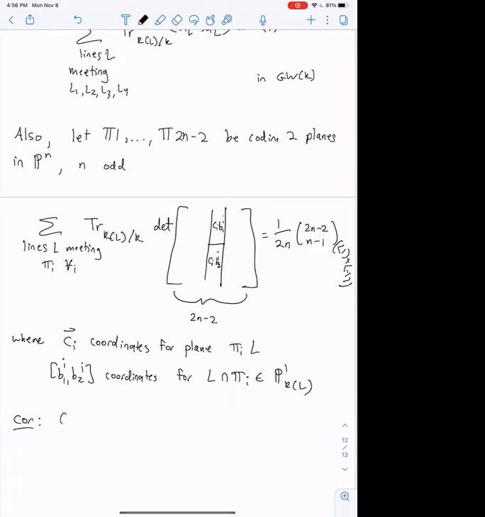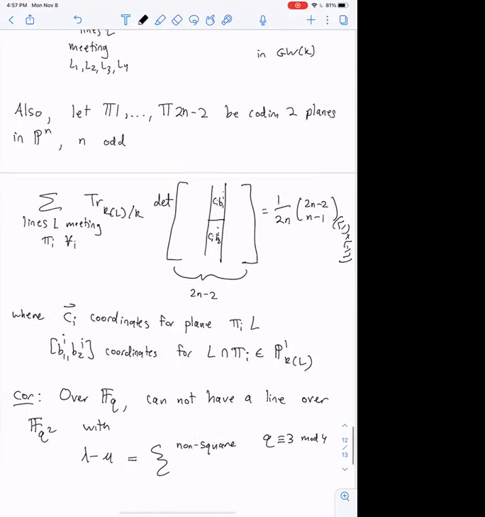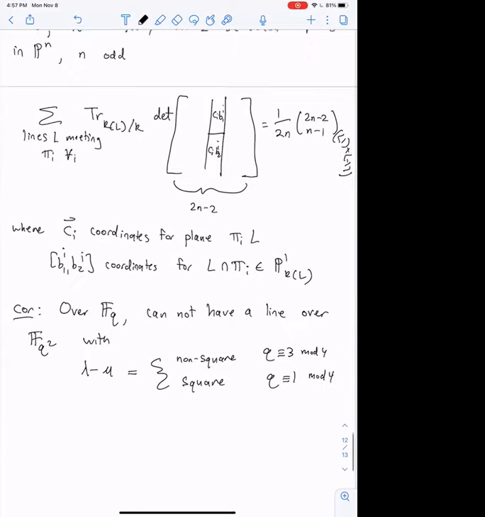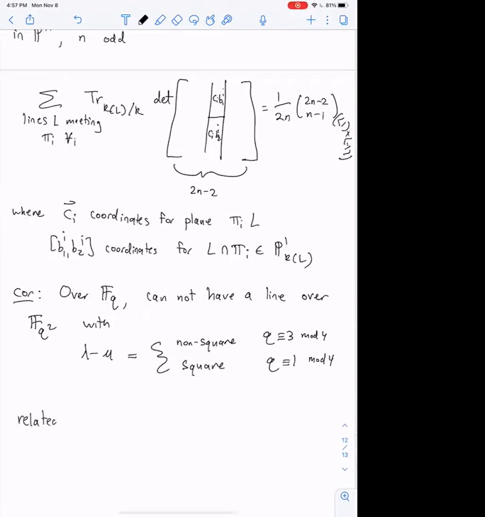As a corollary, over FQ, you cannot have a line defined over FQ squared, meaning the four lines, with the cross ratio lambda minus mu equal to a non-square, where q is congruent to 3 mod 4, and for a square with q congruent to 1 mod 4. Related results giving some Schubert calculus for these fields are due to Matthias Wendt.